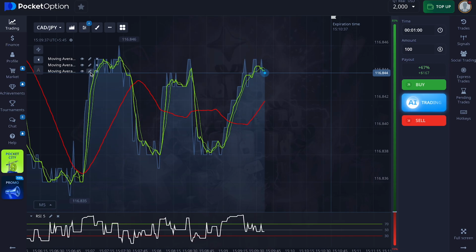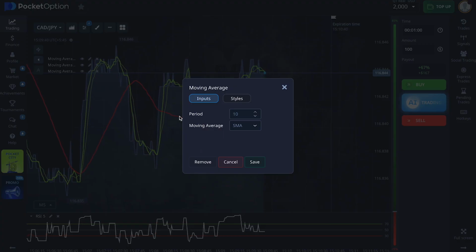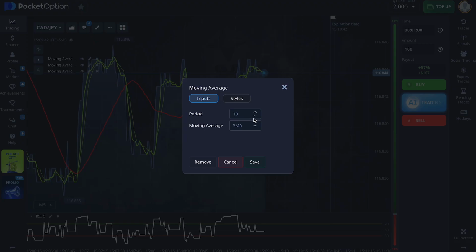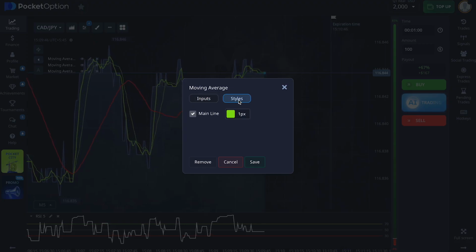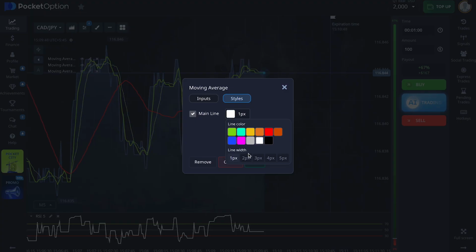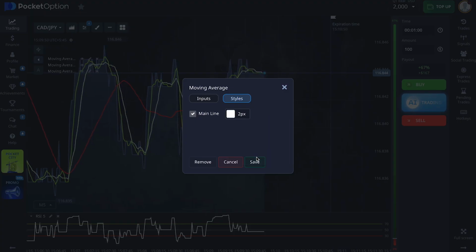And again, the moving average. In this strategy we need 3 moving averages and 1 RSI. Okay, and let's edit the value of this to 14 and style should be white with 2 pixel. Okay, now let's save it.